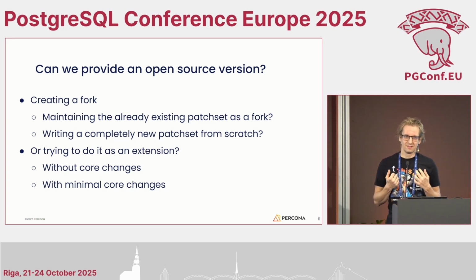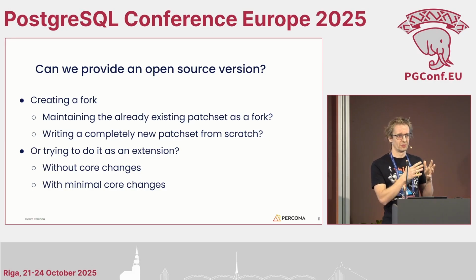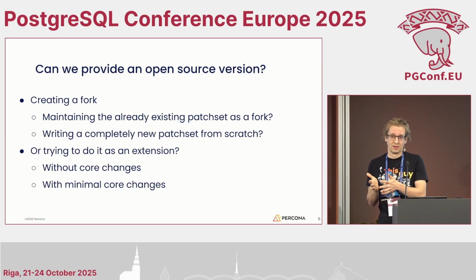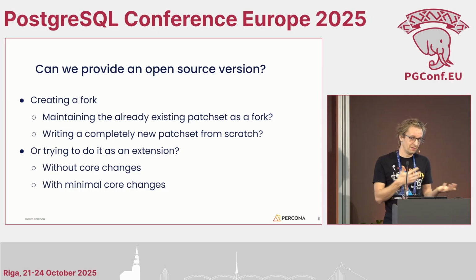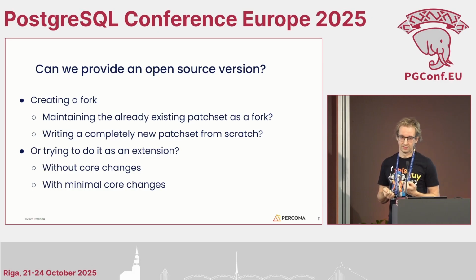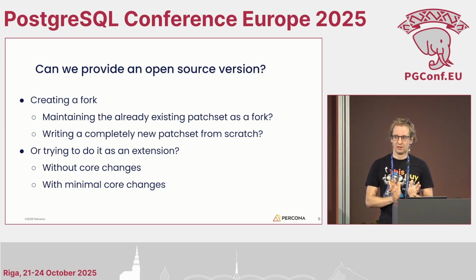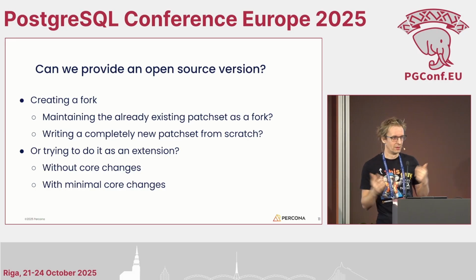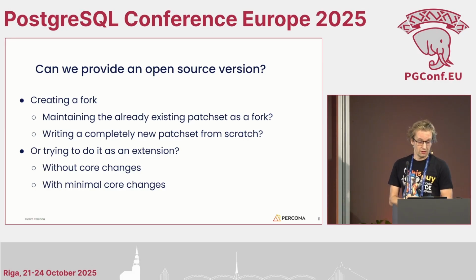But the problem with this is that this is a huge patch set. Even rebasing it on the current version of the Postgres code would take lots of effort, and then we have to maintain it. It's a constant struggle. It would take up lots of resources from our end, and it would mean that we would significantly diverge from the mainstream community code. So instead of that, we asked a different question.